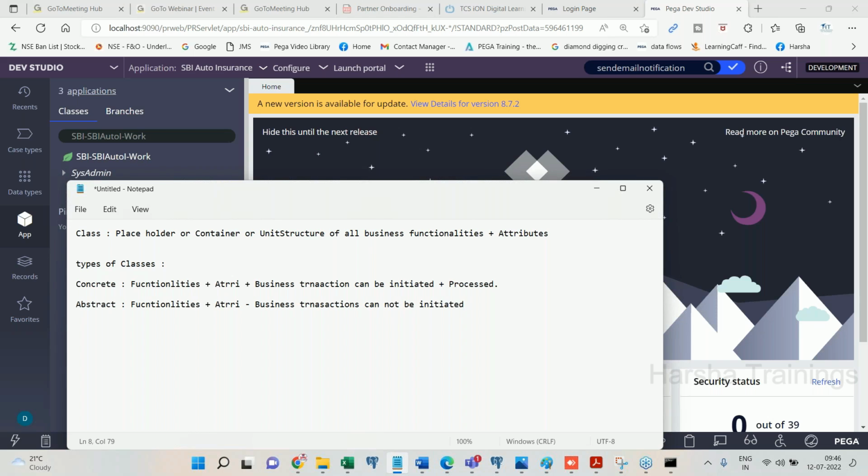Classes will be there, but the feature of initiating business transactions is not available. So you have two types of classes. At the time when you are creating your business functionalities, you may create them in abstract or in concrete classes. What is the meaning of abstract? Abstract means high level design details, in general. A concrete class is the one where you have attributes plus functionalities plus business transactions can be initiated plus processed. But with abstract classes, you cannot initiate business transactions.